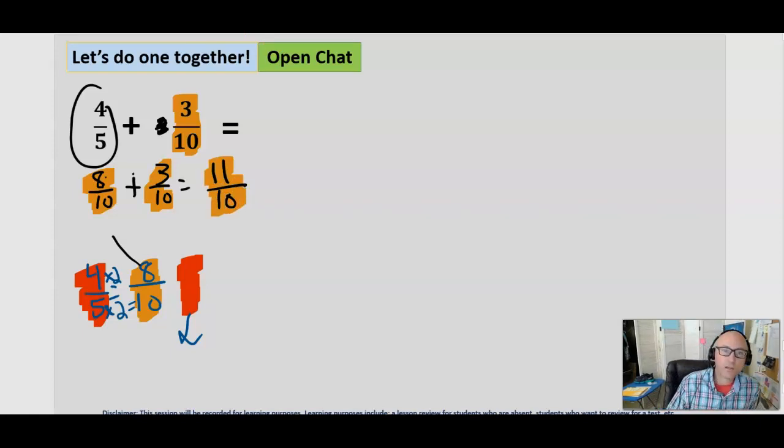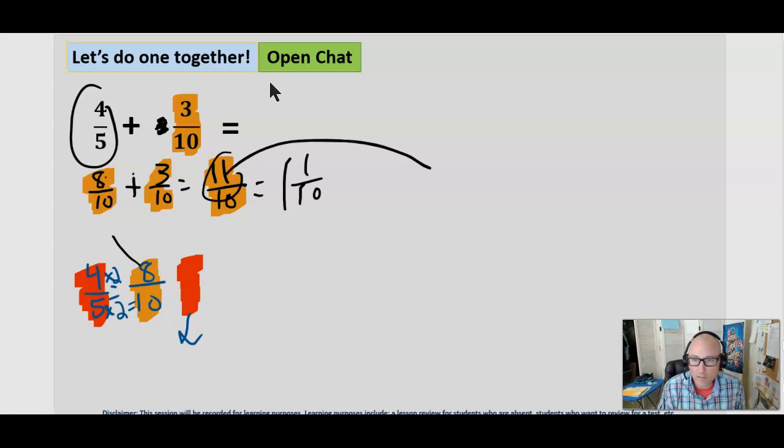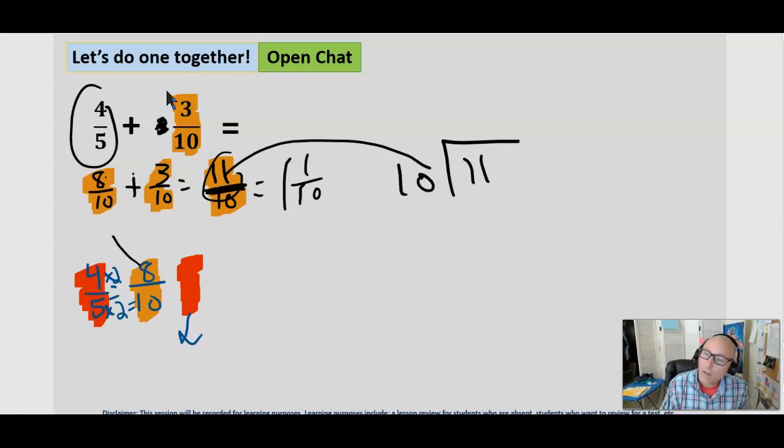Okay, but 11/10 can turn into 1 1/10. I did that in my head because I've been doing this for a while. But if you wanted to draw it out, you would just say 11 divided by, and that comes from this sign right here, and then 10. How many times does 10 go into 11? 1 time. So that's our division. We're going to divide, multiply, subtract. Divide, multiply, subtract. We just divided.